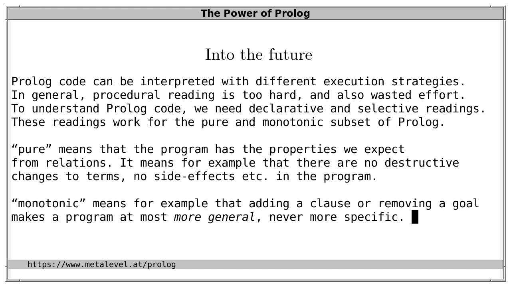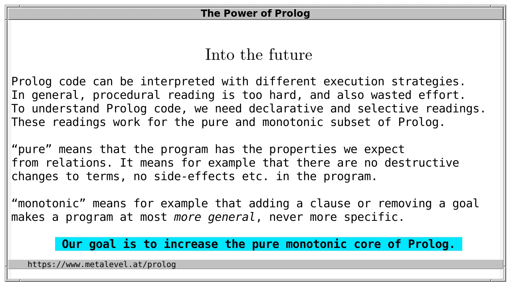And monotonic means monotonicity of the inference relation, like in logic. This means, for example, that adding a clause or removing a goal makes a program at most more general, never more specific. And there are many predicates that do have these properties. And one of our goals is to increase this pure monotonic core of Prolog, so that over time, more and more Prolog programs can be read declaratively and selectively.